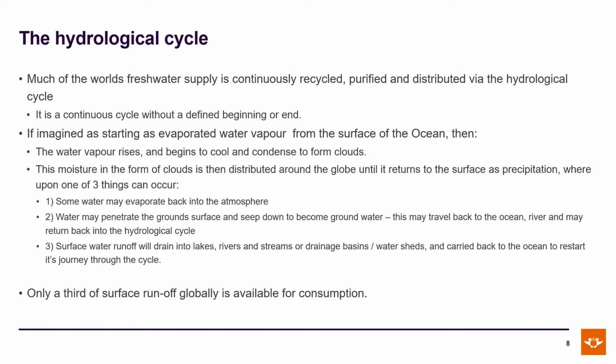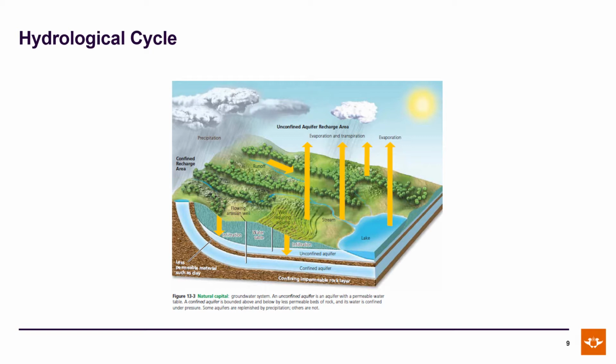So here we've got a picture of the hydrological cycle. You can see the lake, and the water rising from the surface, evaporating, forming your clouds, in which it rains in different areas. From there you can see these different processes taking place, in which some of it is evaporated and some of it flows down, and then we also have some of it going down into the ground to become aquifers.